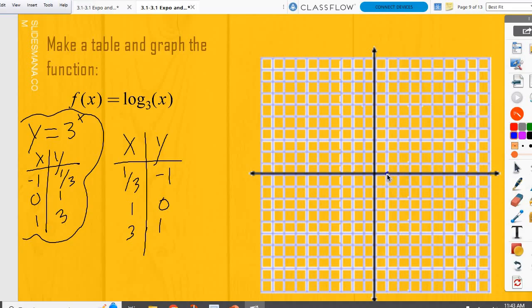So I have 1, 0, 3, 1, and 1/3, negative 1. And again, like with our exponentials, we don't really need a whole lot of points on there, because it's going to follow that same kind of shape to where we're increasing but slowly on the right side, and we're getting closer and closer to 0 on the left side. What questions do we have?